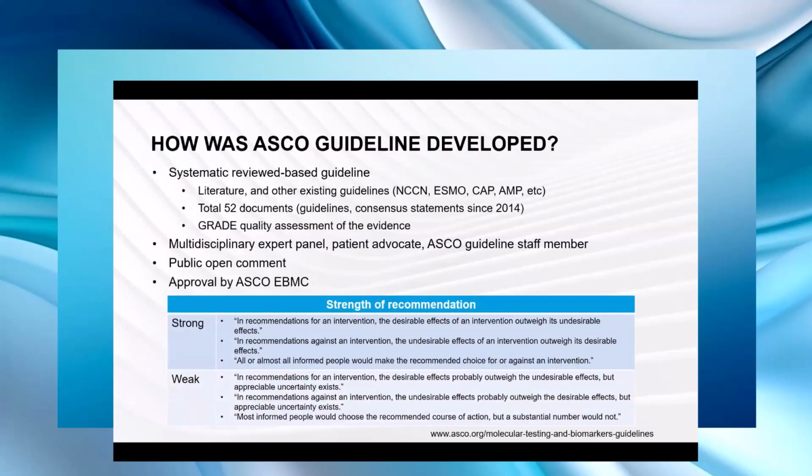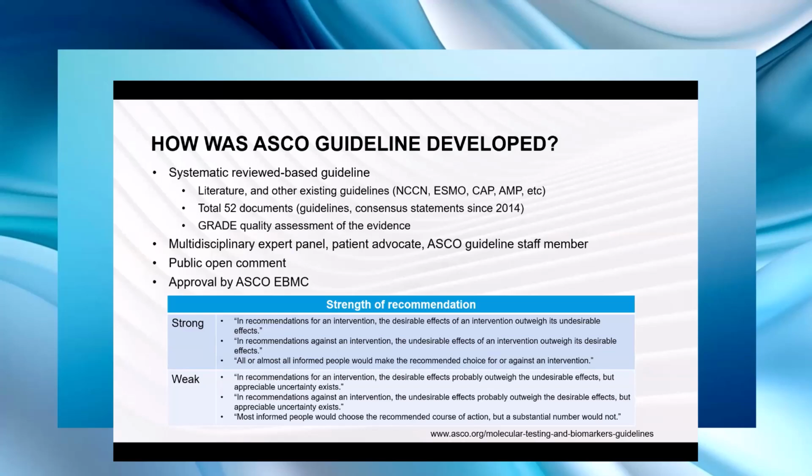The ASCO guideline was developed by a multidisciplinary expert panel, which includes field experts, patient representatives, and ASCO guideline staff members who have expertise in establishing healthcare research and guidelines. The guideline was developed based on a systematic review of the literature and other existing guidelines from other organizations, including a total of 52 documents, the majority of them published since 2014.